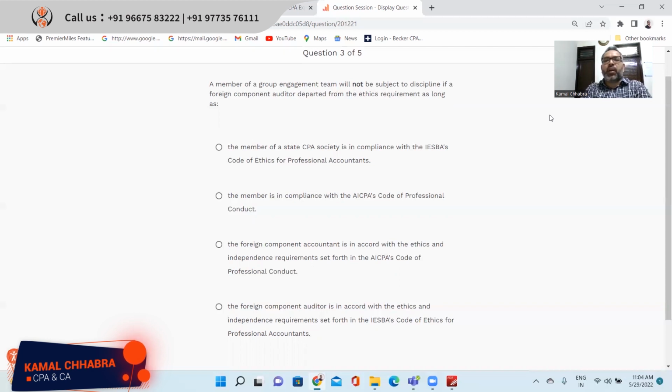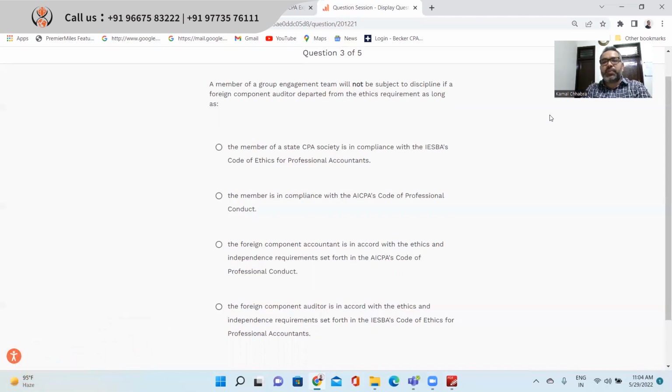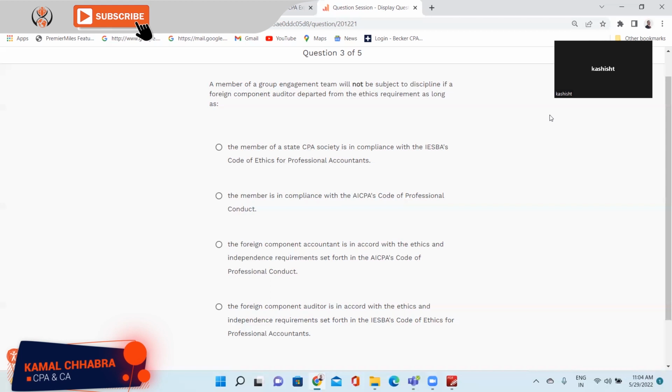So here, what is the question? A member of a group engagement team will not be subject to discipline if a foreign component auditor departs from the ethics requirements as long as they comply with what? So here the point is for the foreign component auditor. The foreign component auditor needs to comply with the AICPA or IESBA. Sir, I think B is the answer. Even my blind guess is D. Why D? The foreign component auditor is in accord with the ethics and independence requirements set forth by the IESBA Code of Ethics for Professional Accountants.